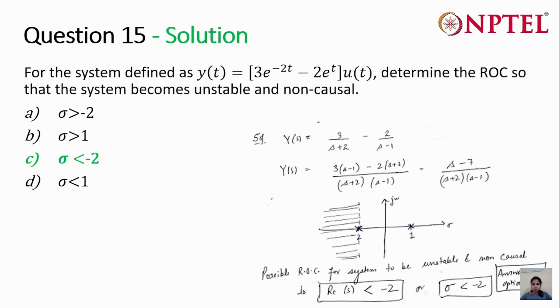So y of s, as we know, it's again straightforward. It's 3 divided by s plus 2 minus 2 divided by s plus 1, same formula as e power minus at into u of t. Now if we find y of s, we get 3 into s minus 1 minus 2 into s plus 2 by s plus 2 into s minus 1. If we solve this, we get s minus 7 by s plus 2 into s minus 1. Basically the poles are minus 2 and 1.